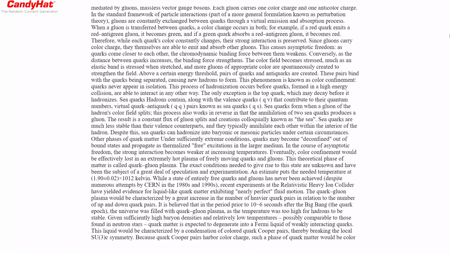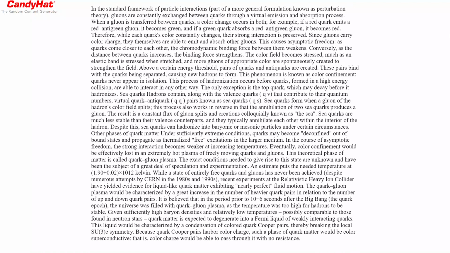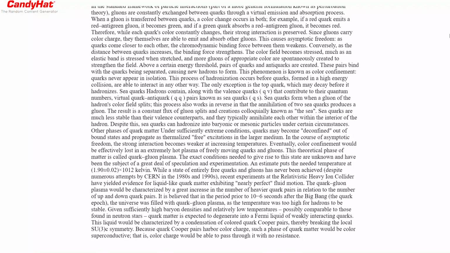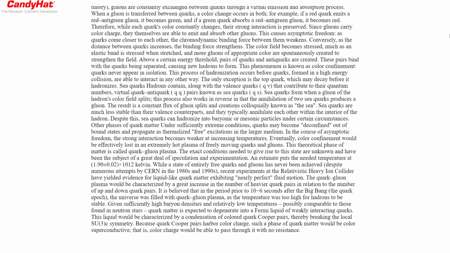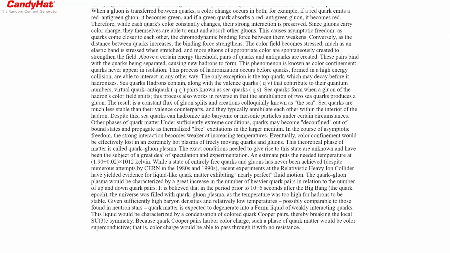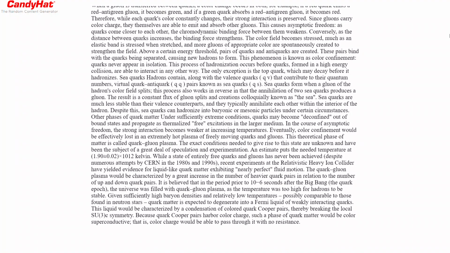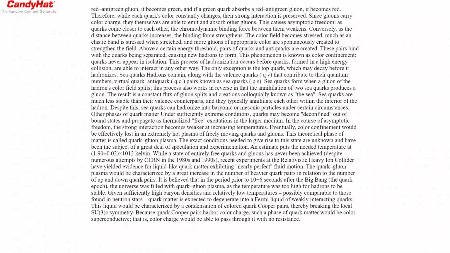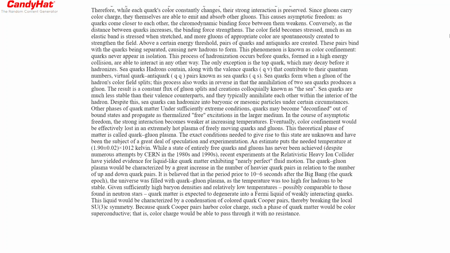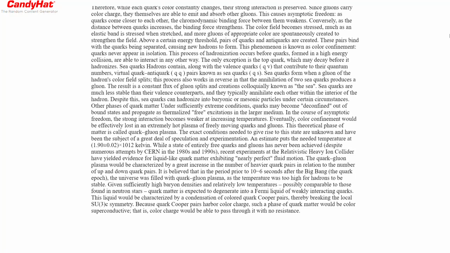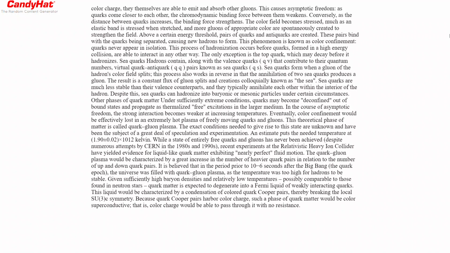It is believed that in the period prior to 10⁻⁶ seconds after the Big Bang, the quark epoch, the universe was filled with quark-gluon plasma, as the temperature was too high for hadrons to be stable. Given sufficiently high baryon densities and relatively low temperatures, possibly comparable to those found in neutron stars, quark matter is expected to degenerate into a Fermi liquid of weakly interacting quarks. This liquid would be characterized by a condensation of colored quark-Cooper pairs, thereby breaking the local SU(3) symmetry. Because quark-Cooper pairs harbor color charge, such a phase of quark matter would be color superconductive, that is, color charge would be able to pass through it with no resistance.